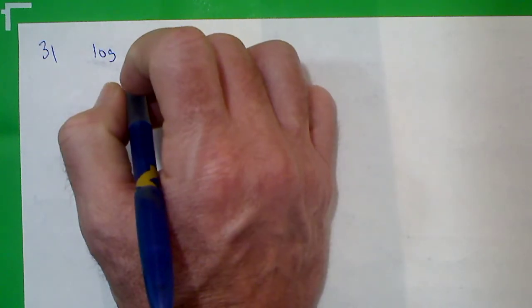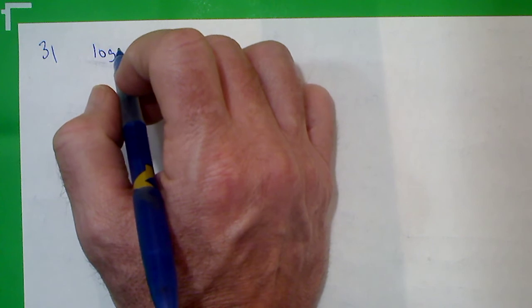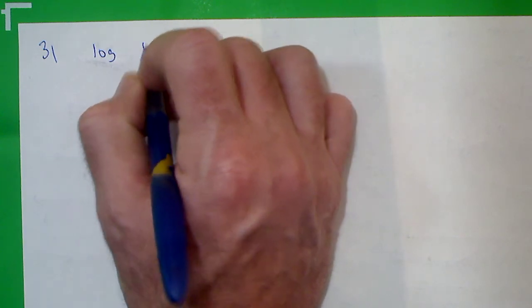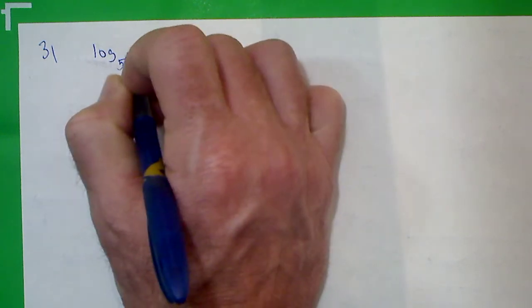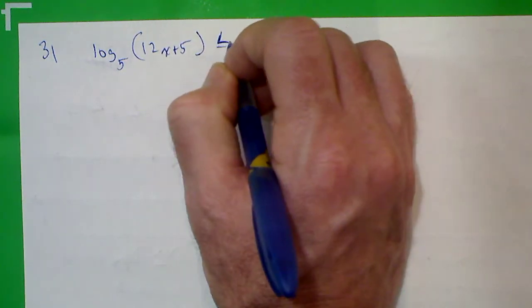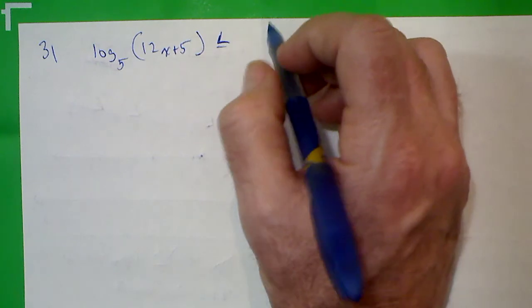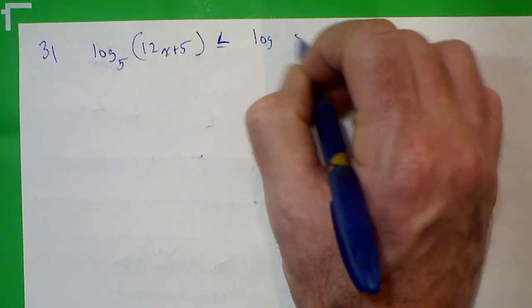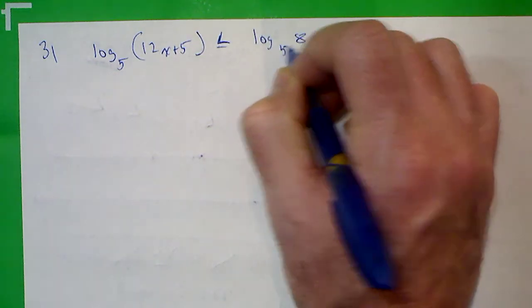21, 29. Let's not waste paper. Let's write on the back. 31. Log of 12x plus 5 base 5, nope, less than or equal to log 8x plus 9 base 5.